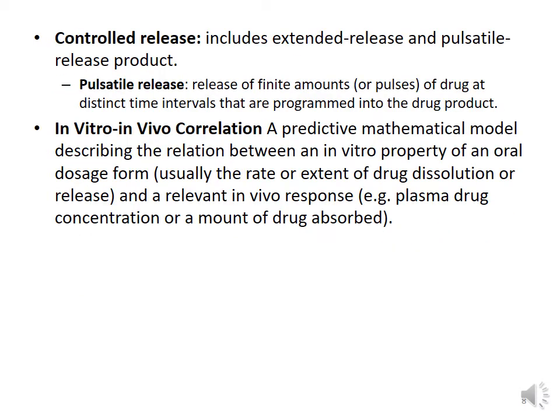Controlled release dosage forms include extended release and pulsatile release products. Pulsatile release is a release of finite amounts or pulses of drug at distinct time intervals that are programmed into the drug product. In vitro in vivo correlation is a predictive mathematical model describing the relation between an in vitro property of an oral dosage form, usually rate or extent of drug dissolution or release, and a relevant in vivo response, for example plasma drug concentration or amount of drug absorbed.